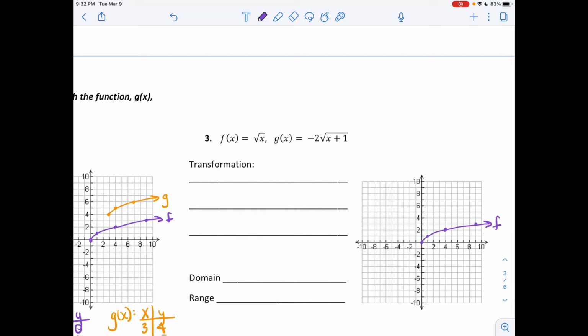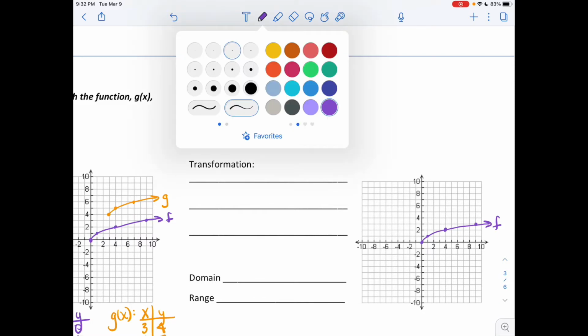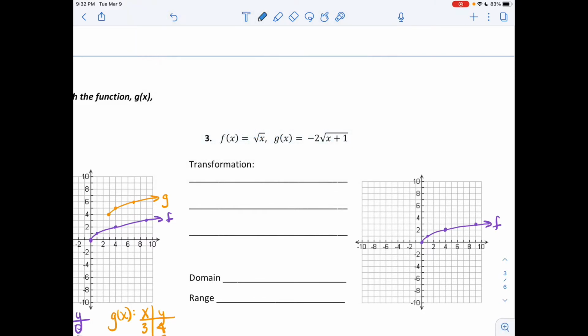So the first thing that I see here is I see that I have a negative sign. This time the negative sign is not under the radical, it is all the way out in front, so that means that it's a reflection over x. Remember to look at your reference sheet or the chart on the first page if you need a refresher.